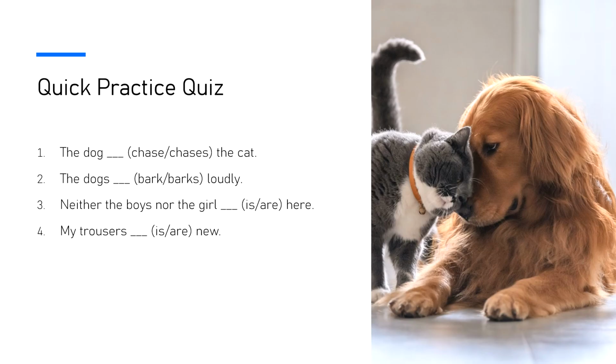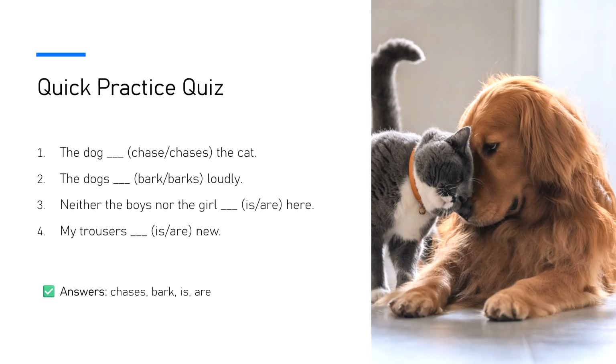The third one. Neither the boys nor the girl dash here. Look at the subject nearest to the verb. Girl, which is singular. Neither the boys nor the girl is here. The fourth one. My trousers dash new. Trousers is always treated as plural in English. My trousers are new. Nice work.